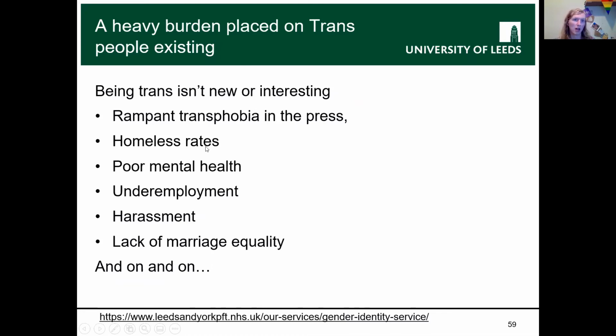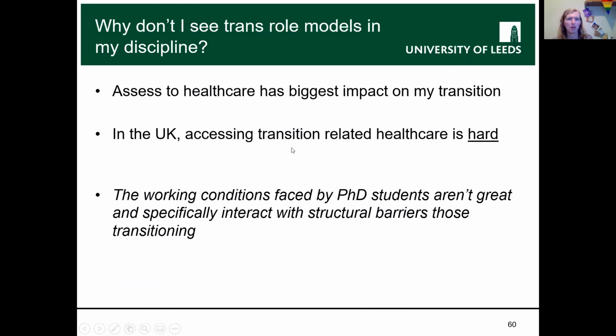Homelessness rates are overexpressed. That is a science word, not a normal word. Trans people are often more homeless. We have, as a cohort, poorer mental health and unemployment. We suffer harassment on a daily basis, and in the UK there is a lack of genuine marriage equality, which not many people do know.